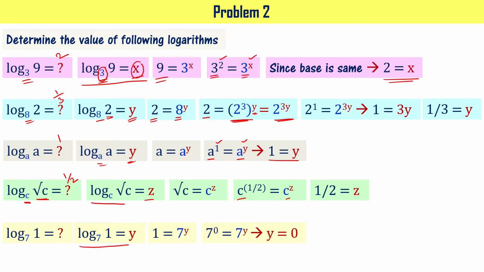Let me write 1 as 7 power 0. Anything to the power 0 equal to 1, right? The reason for writing that way is I want to have the base same in both the cases. In the left hand side and right hand side, I want to have the base as 7. For that reason, I have written 1 as 7 power 0, right? Now you equate the powers because the base is same on both the sides of the equation. So it is going to be y equal to 0. Now let me answer this. Got it?